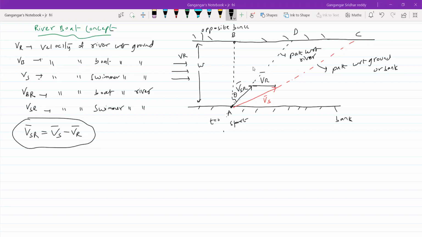I think the sentence itself is there, no? With respect to river. Fine. I think I'll write it. Okay, look at this. Now there's a path with respect to ground. So here the swimmer will be here. There's only one swimmer. Don't think that two swimmers will come. There is only one swimmer. Let me give it a red color, it'll be easy for you.